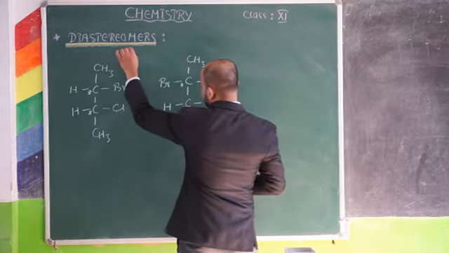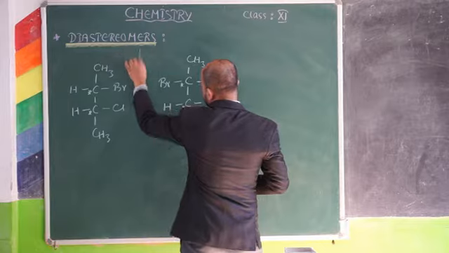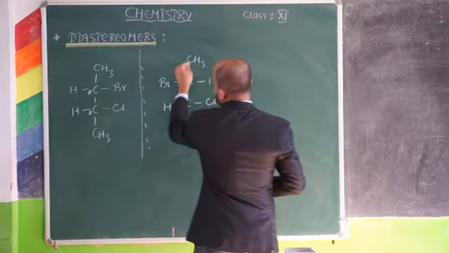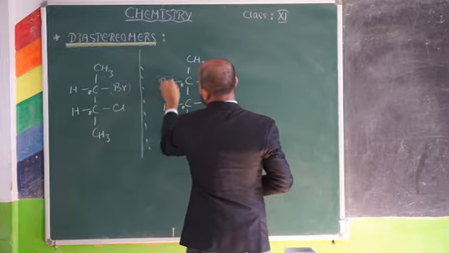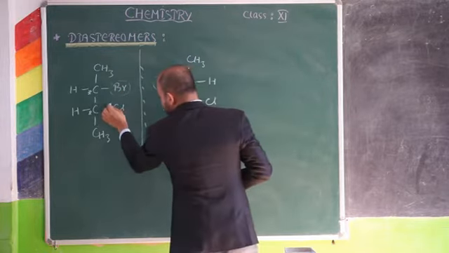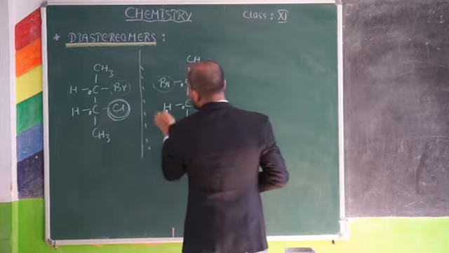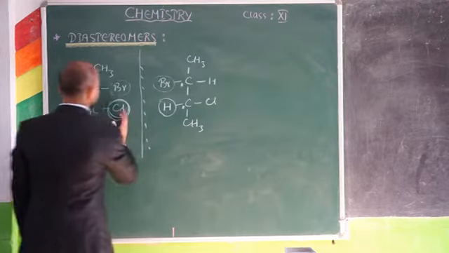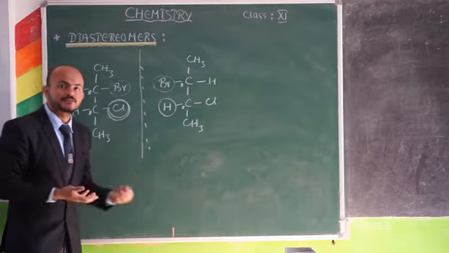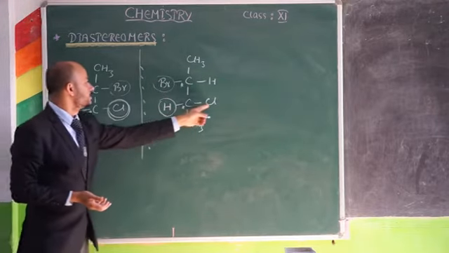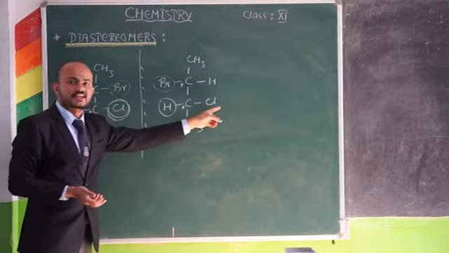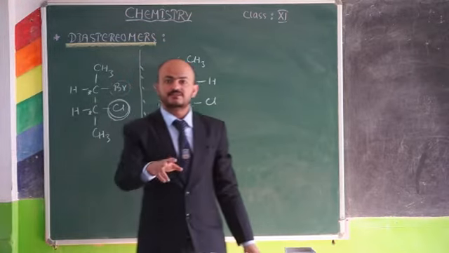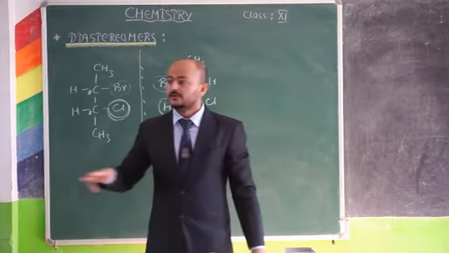Because if you have a mirror here, then this CH3, this Br is this side. Okay, this Br is also here. But this side you have chlorine. But here this side what you have? You have hydrogen. So these two are not mirror images of each other. If it had to be mirror images of each other, then this chlorine should have been this side and hydrogen should be that side. Since these two are not related to each other as mirror images, therefore they are not enantiomers.